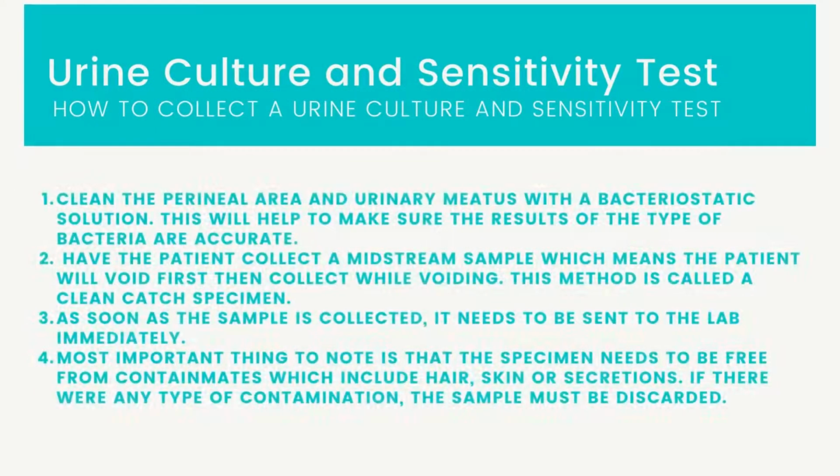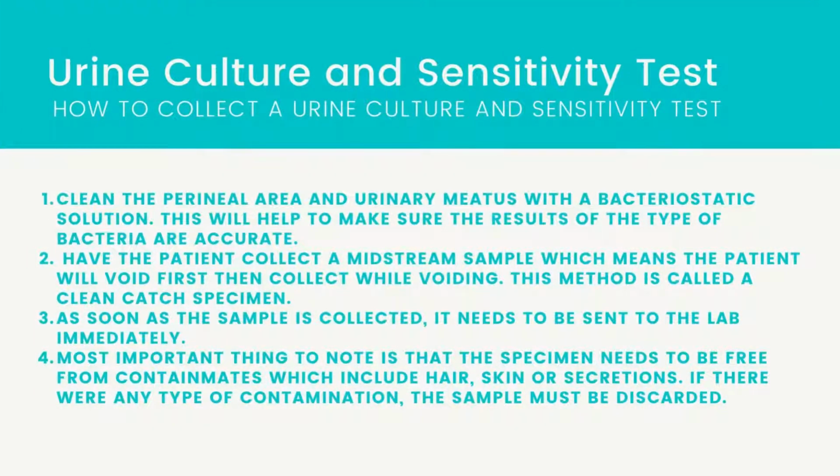How to collect a urine culture and sensitivity test. 1. Clean the perineal area and urinary meatus with a bacteriostatic solution. This will help to make sure the results of the type of bacteria are accurate. 2. Have the patient collect a midstream sample, which means the patient will void first, then collect while voiding. This method is called a clean catch specimen.